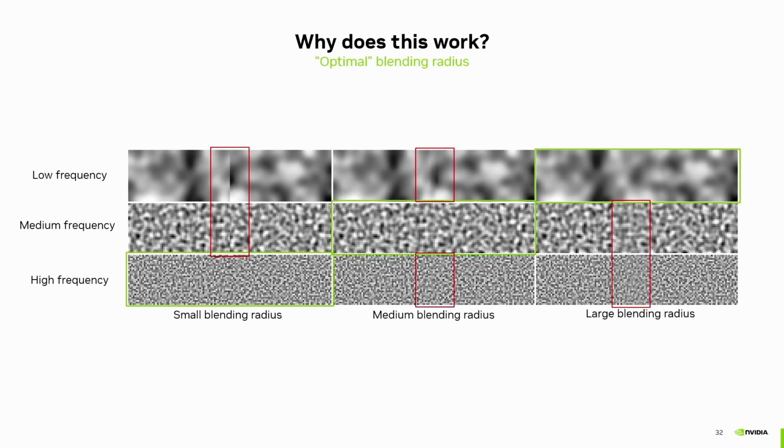We can see that the optimal blending radius is different for each frequency level. Low frequency levels have to use large blending radius, otherwise we end up with discontinuity. High frequencies need to use small blending radius, otherwise we end up with this contrast loss and kind of washed out thing in the middle. And middle frequencies want to use the medium blending radius.